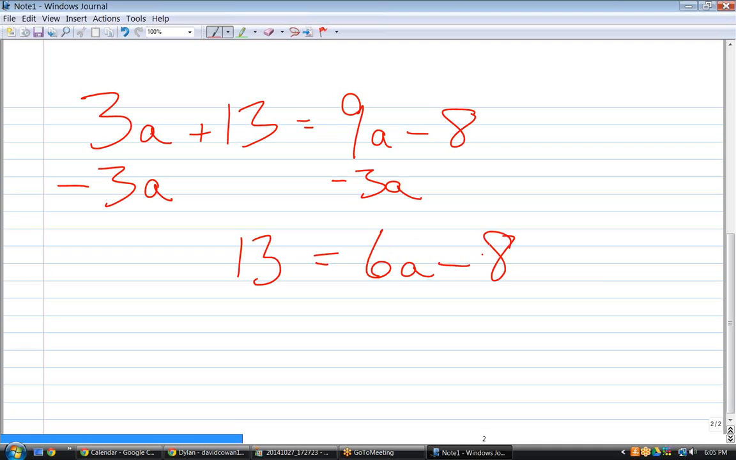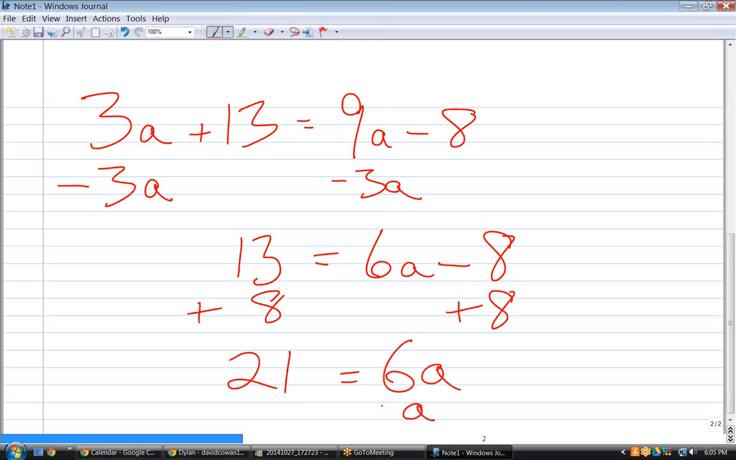Now what's the next thing to do? So you'd add 8 to both sides. Then 21 is equal to 6a. Then divide it by 6. Now simplify 21/6. How do we simplify that? 3 goes into 21 7 times, and 3 goes into 6 2 times. Okay, good. Cool.